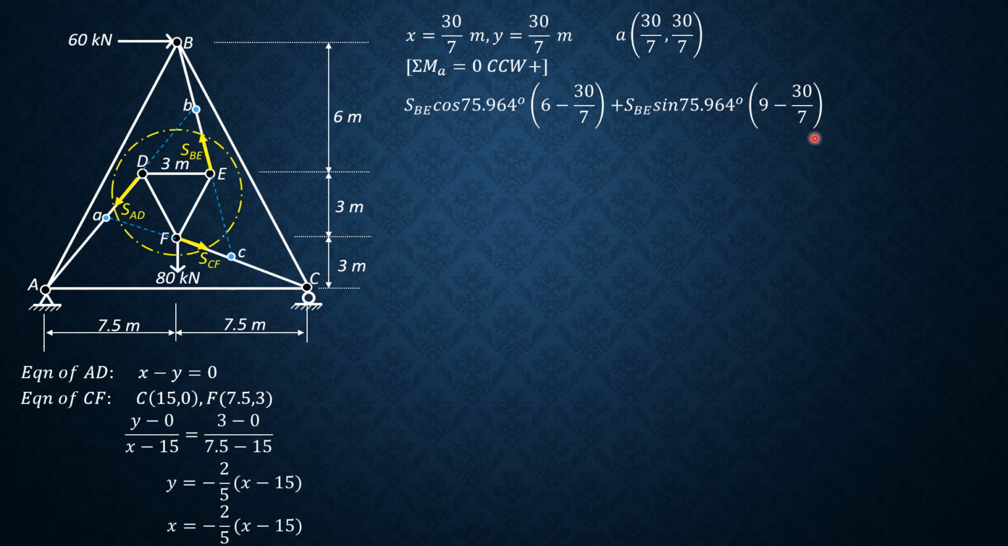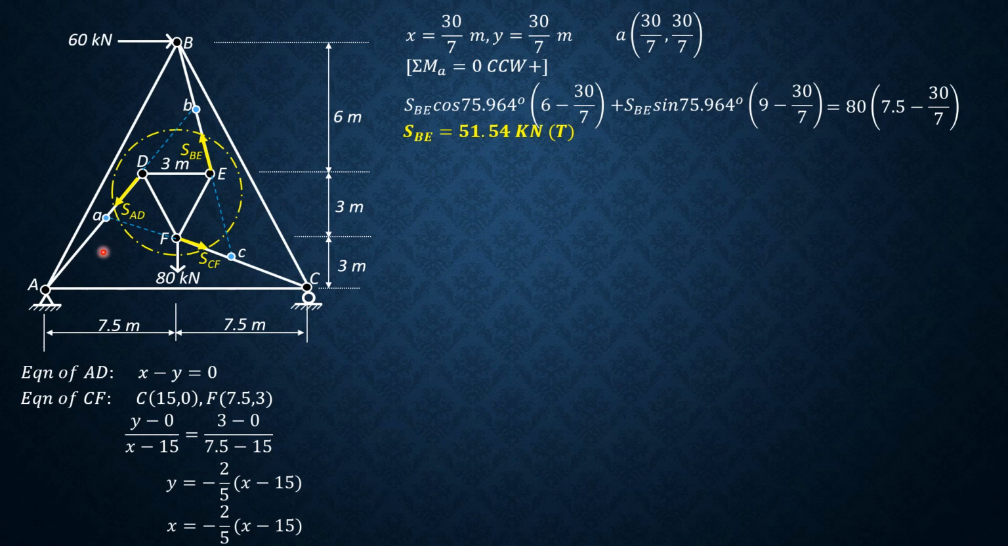So I hope you got that. Then equals 80 times, of course, 7.5 minus 30 over 7. So 80 times 7.5 minus 30 over 7. So from there, we can now solve SBE. SBE is equal to 51.54 kilonewtons, which is the same answer in our previous solution.